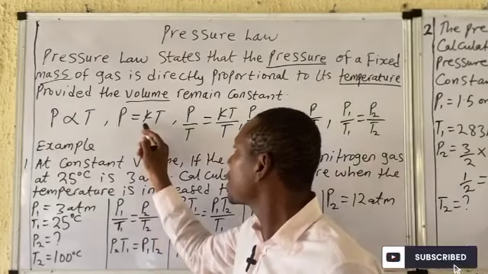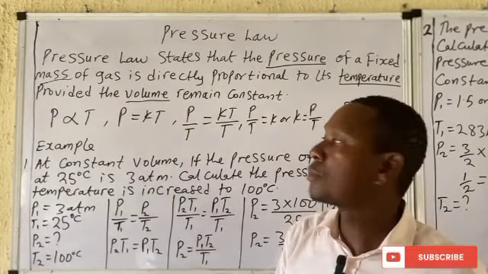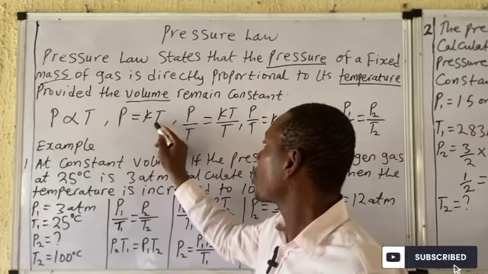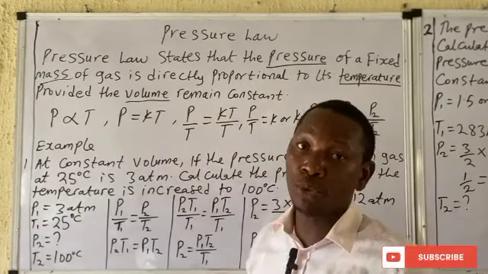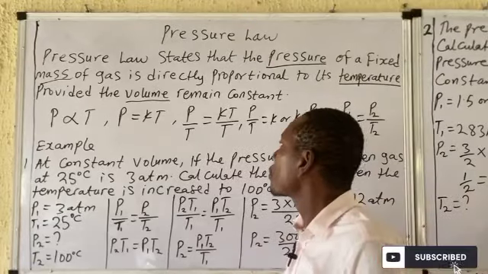Now, let's make the constant the subject of formula. That means we want to make the constant to be on its own. How do we do that? To make this K to be on its own, we have to divide both sides by T. Remember, if you divide this side by T, this T will cancel out the T at the bottom so that K will now be on its own. So that's what we did here.